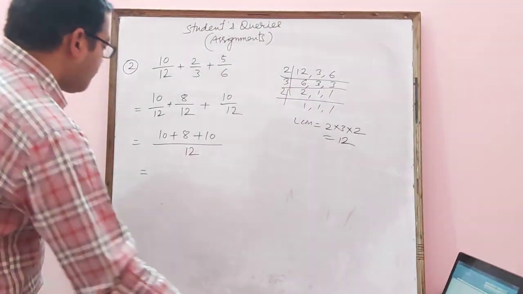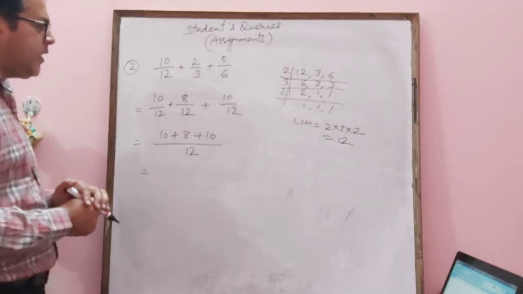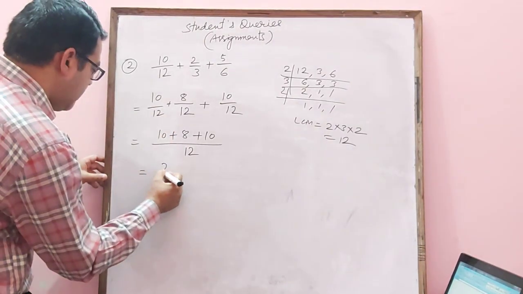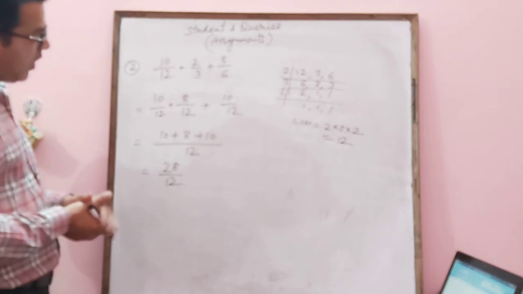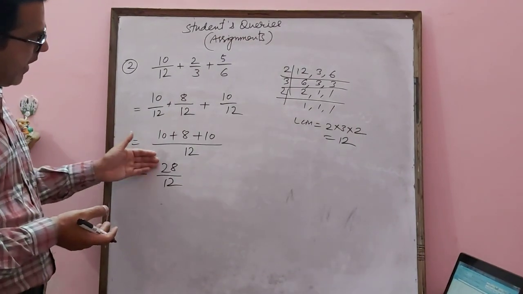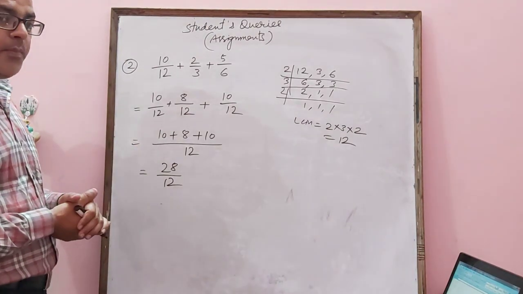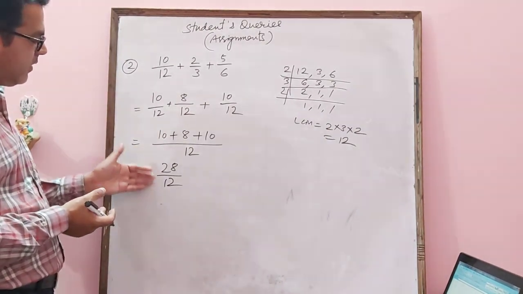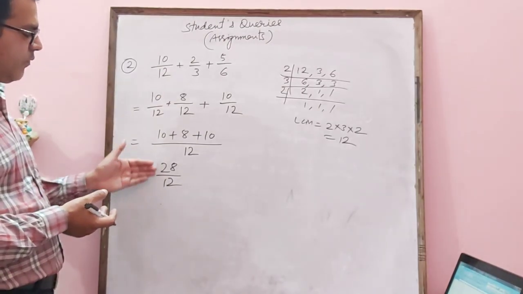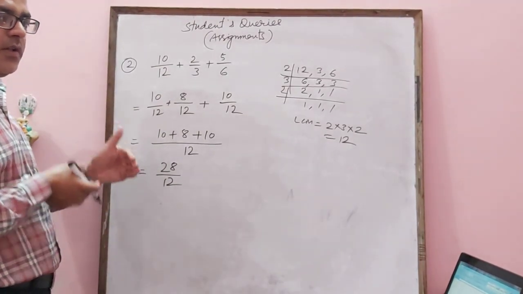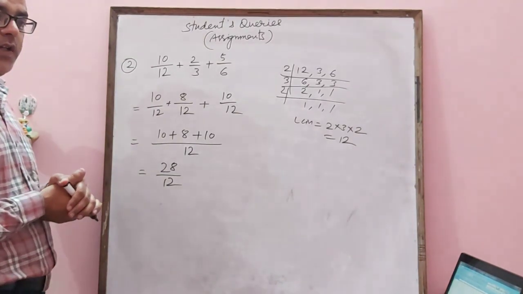So now 10 plus 8 plus 10. So 10 and 10 we know is 20 and 20 plus 8, 28 we can write here. Hope you understand. Now see, 28 by 12. This is improper and this is also not in simplest form. Since we know that 28 and 12, these two are even numbers and there are common factors of 12 and 28, right?